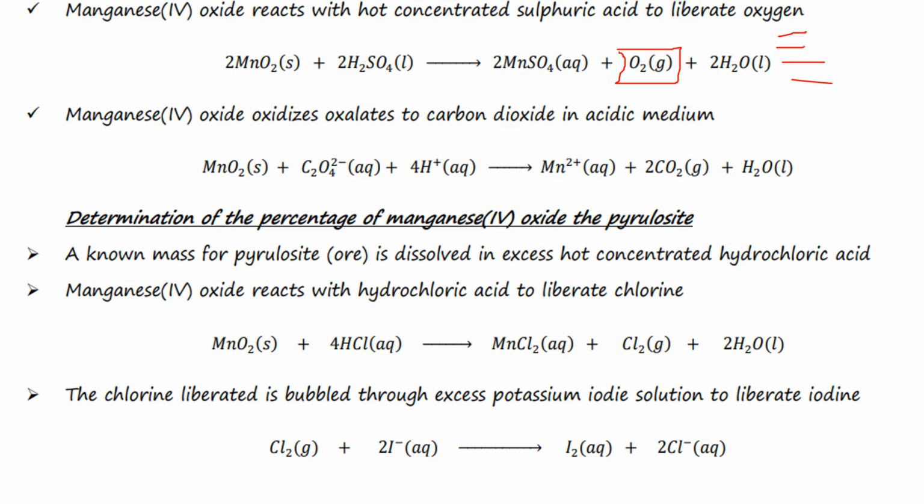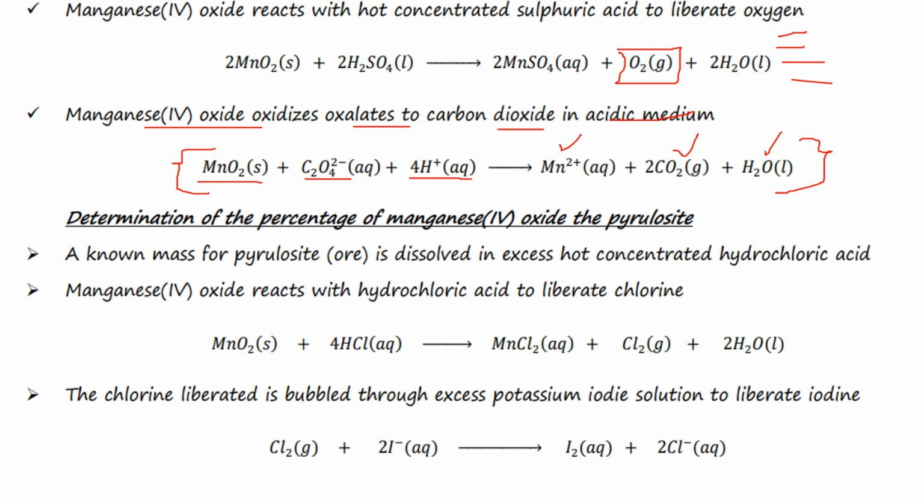So proceeding, we are going to say that manganese oxide oxidizes oxalates to carbon dioxide in presence of an acidic medium. So if you're having manganese oxide, since it's a strong oxidizing agent, or it has oxidizing properties, it's going to oxidize the oxalate ion in presence of an acidic medium to give you the manganese(II) ions, carbon dioxide gas together with water.